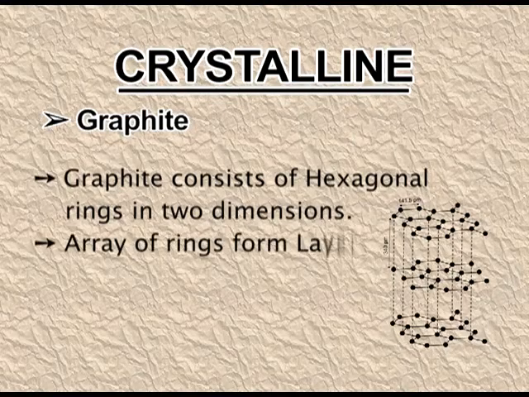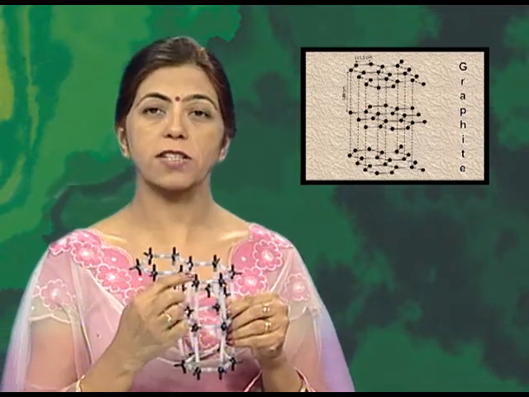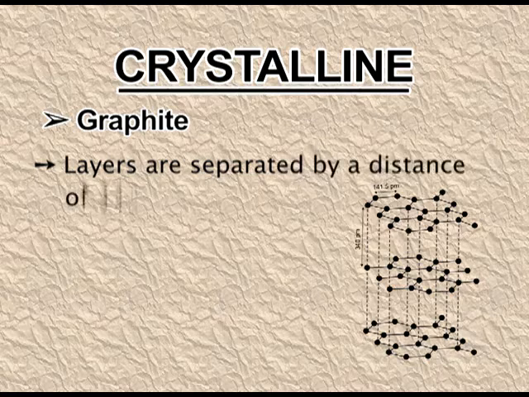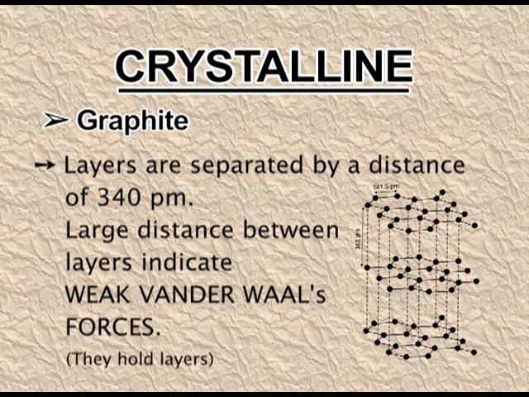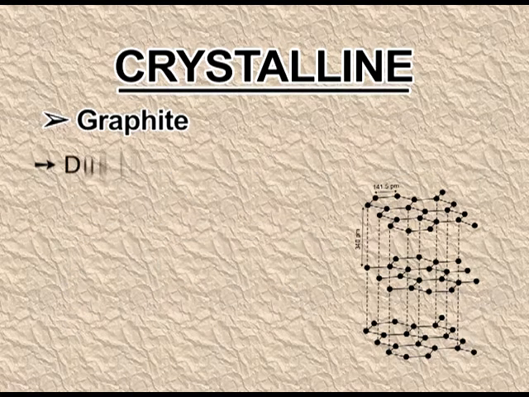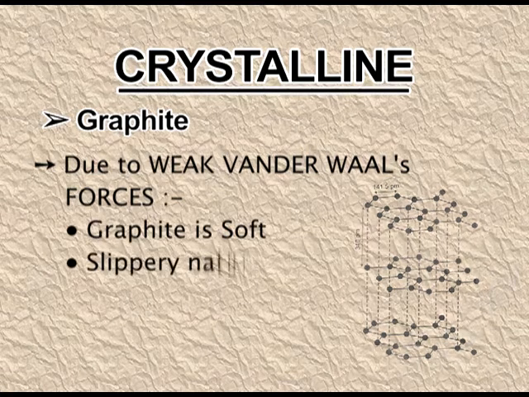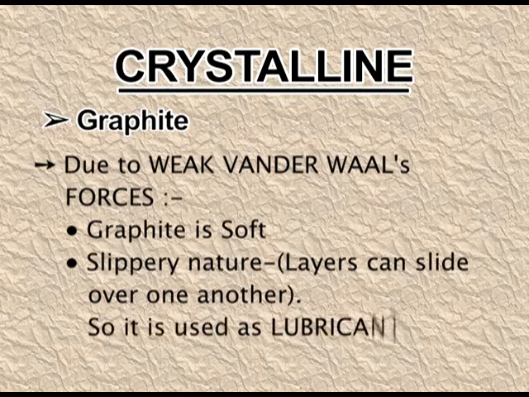The array of the rings form the layers and the carbon-carbon single bond length is 141.5 picometers, which shows that it is a very strong bond. The layers are separated by a distance of 340 picometers, and these van der Waals forces hold the layers. Due to the weak van der Waals forces, graphite is soft and slippery in nature, and it is used as a solid and dry lubricant.